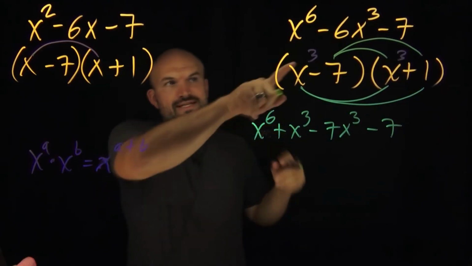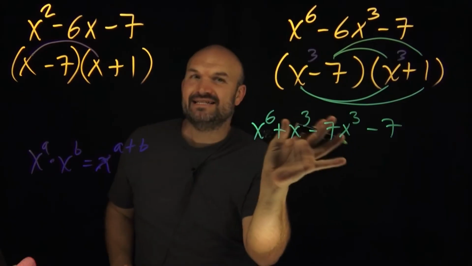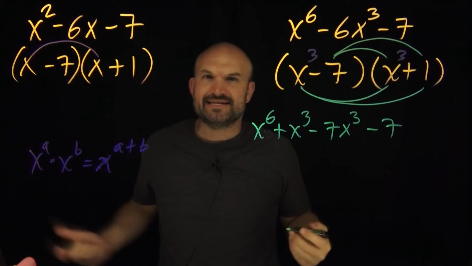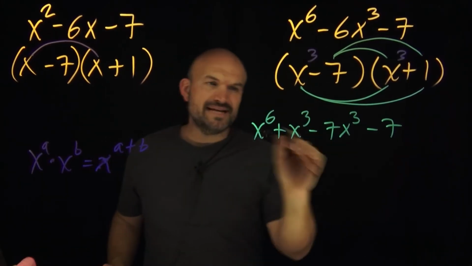Now, if you chose, let's say, a 5 and a 1, or a 4 and a 2, or whatever else may be the case, you wouldn't be able to combine these. That's why it's important that these two powers have to be exactly the same. And again, if they couldn't be exactly the same, like let's say it was x to the 7th, then you couldn't factor using this method. It wouldn't work. But now these are exactly the same.